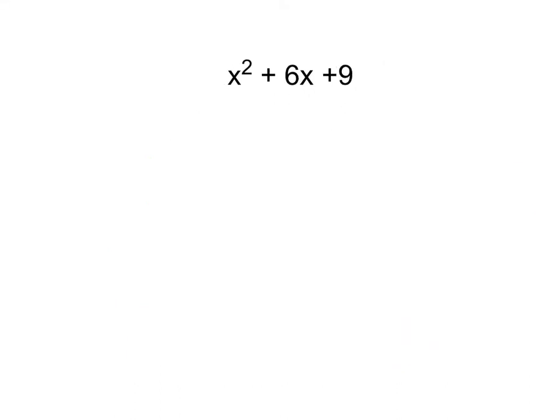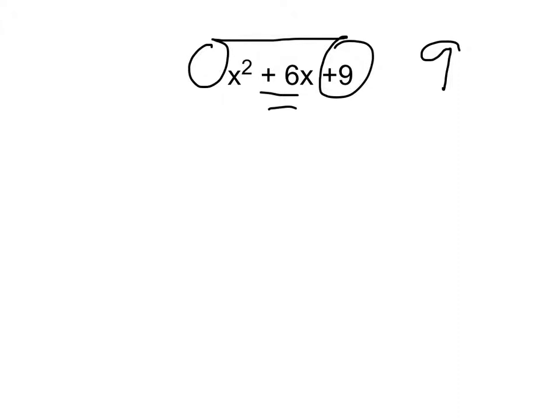Sometimes we try to get tricky with it. So I have here a polynomial that, again, I'm going to look for a product of 9 and a sum of 6. Two numbers that will multiply to 9 and add to 6. This gets confusing because a lot of times we try to think of two different numbers. But in this case, those two numbers are 3 and 3. 3 times 3 is 9.